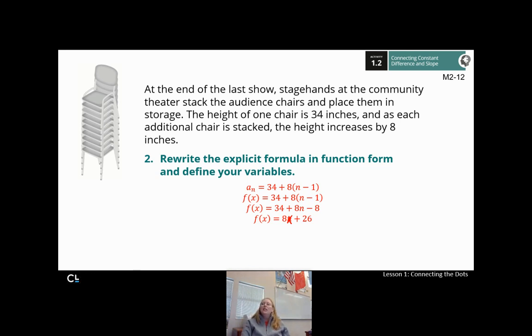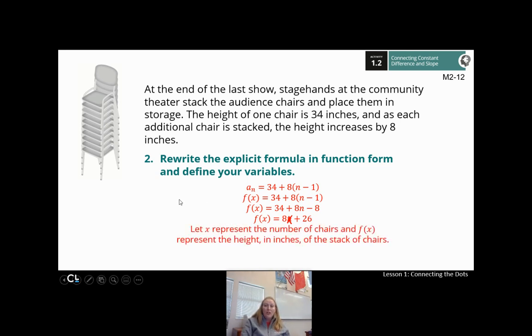And so here's the deal. I'm going to say that x represents the number of chairs that I have stacked up, and f of x represents the height of the stack of my chairs. So we just took our explicit formula and turned it into function form. x is going to be our chairs, and f of x will be how tall our stack is.